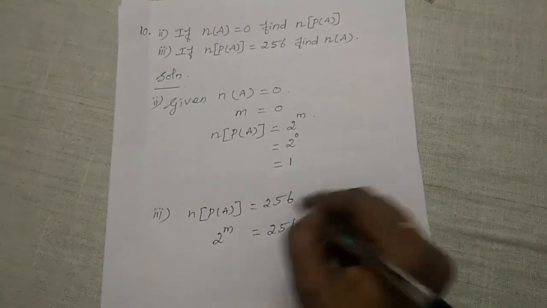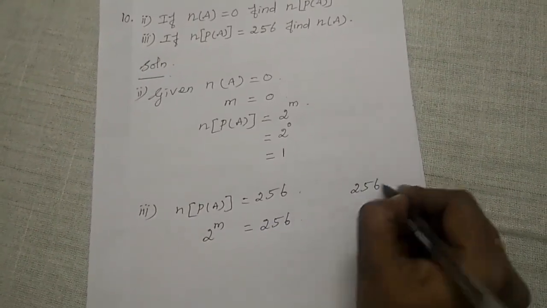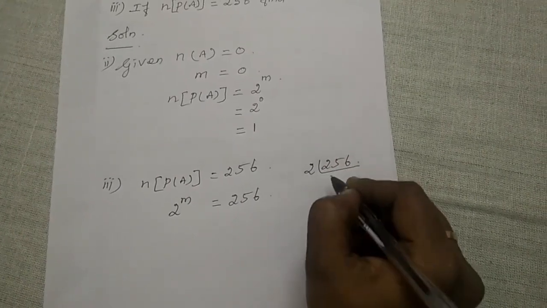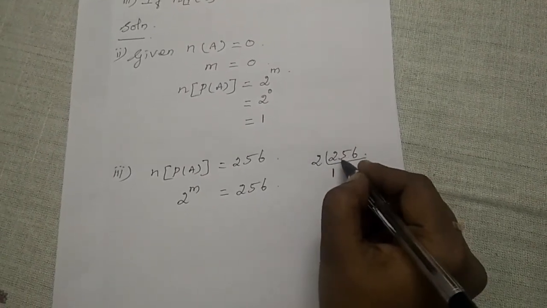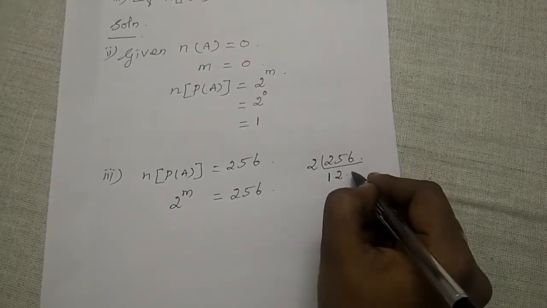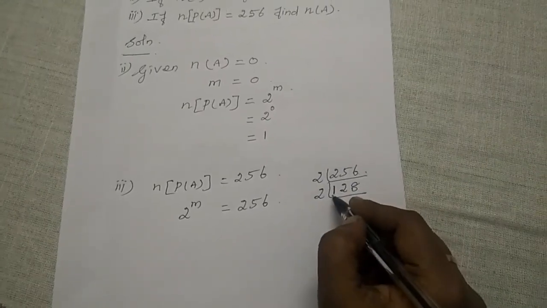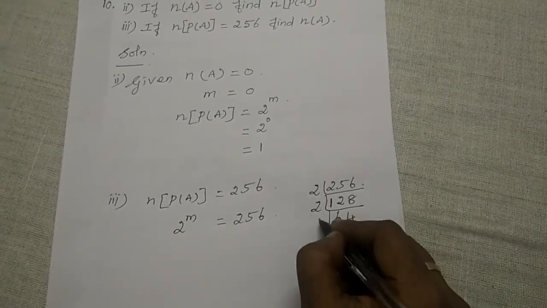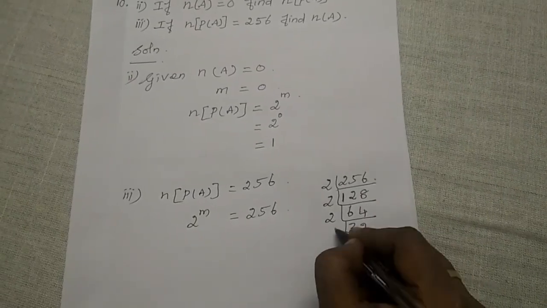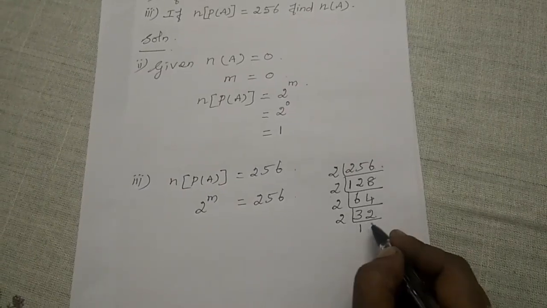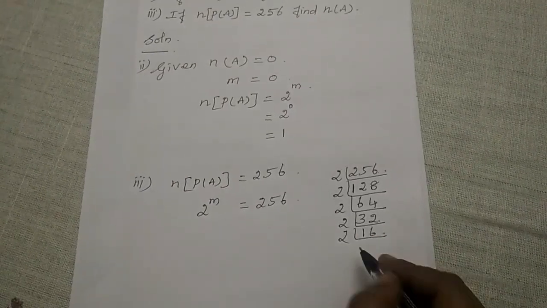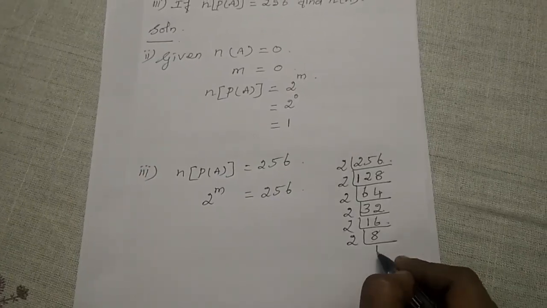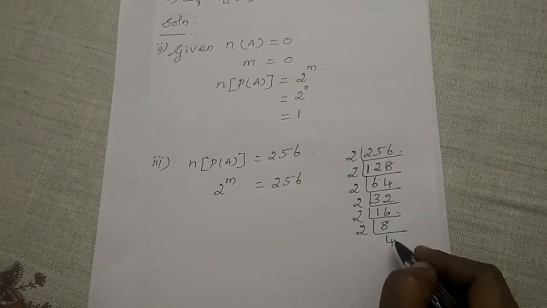Are we clear? Now, in 256, how many 2s are available? You should find. 2 ones are 2, then 2 twos are 4, then 2 fours are 8, then 2 eights are 16, and again 2 sixteens are 32, 2 thirty-twos are 64, 2 sixty-fours are 128, and 2 one-twenty-eights are 256.